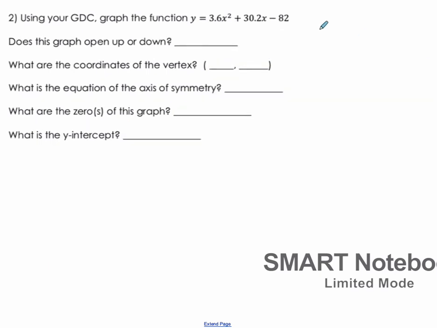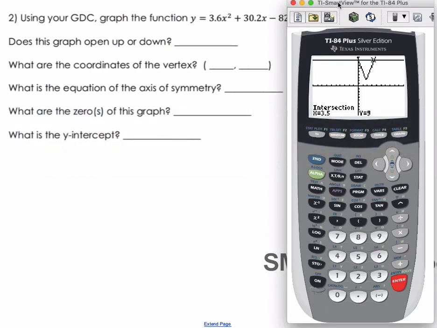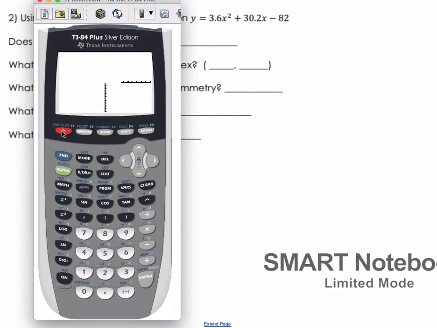Okay, next, I'm going to do this one on the TI-84. So I'll type that in under y equals. So that's 3.6x squared plus 30.2x minus 82. Okay, now that's a minus 82. Our y-intercept is going to be negative 82, so I'm definitely going to change the window. It's going to have to go down to at least 82.